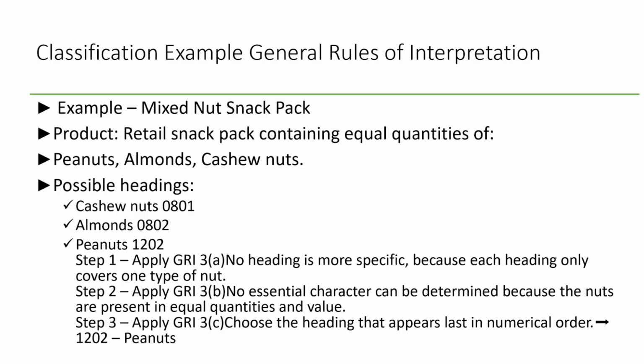An example of where that would be applicable is a mixed nut snack pack. The product is a retail snack pack containing equal quantities of peanuts, almonds, and cashew nuts. So your possible headings are cashew nuts, 0801, almonds, 0802, or peanuts, 1202, right? Each heading only covers one type of nut, so none of them are more specific. There's no essential character because the nuts are present in equal quantities and value, so you can't go by the essential character. Then GR3C applies, so you choose the heading that appears last in numerical order.